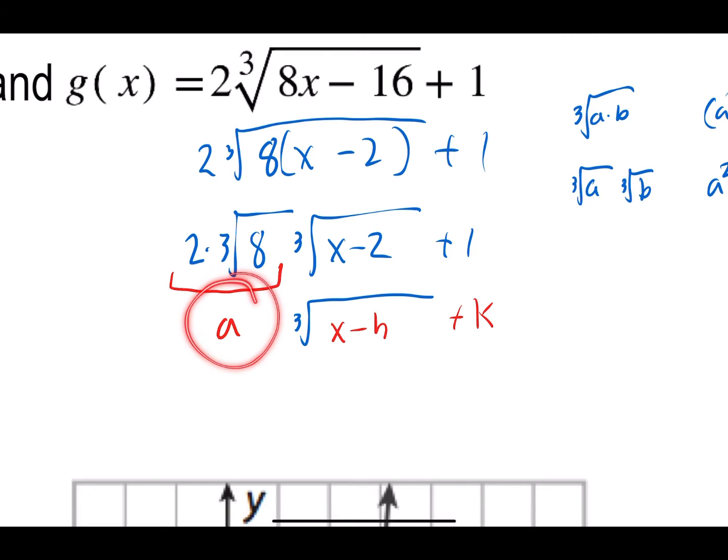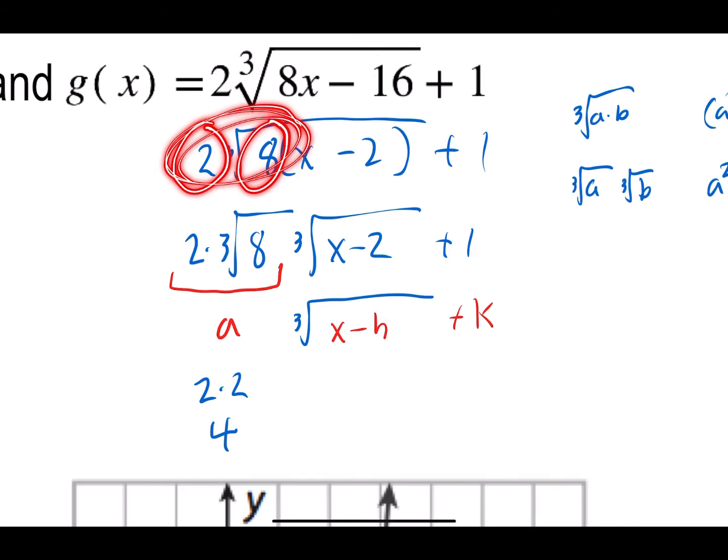Our entire vertical stretch is made out of 2 times the cube root of 8. Luckily, and we've designed this on purpose, the cube root of 8 is just 2. So our a value is just 2 times 2, or 4. You've taken a horizontal compression and a vertical stretch, combined them into one, and just made it a vertical stretch of 4. And that is lovely.